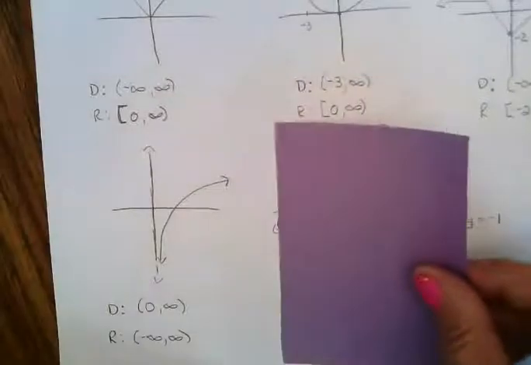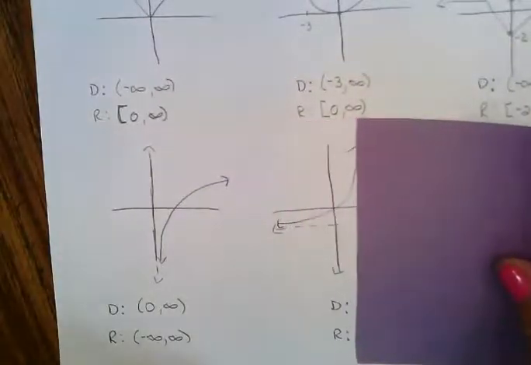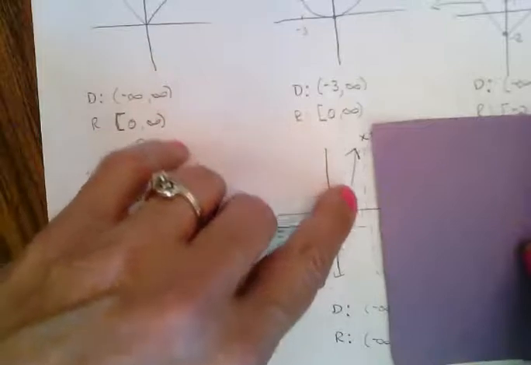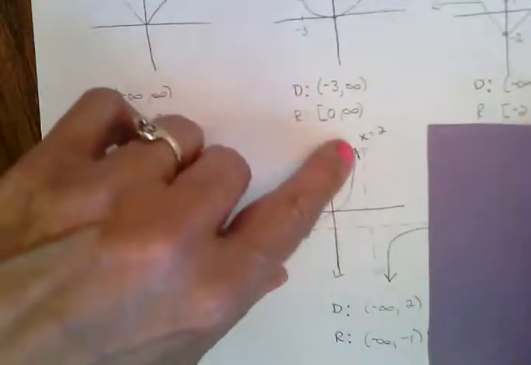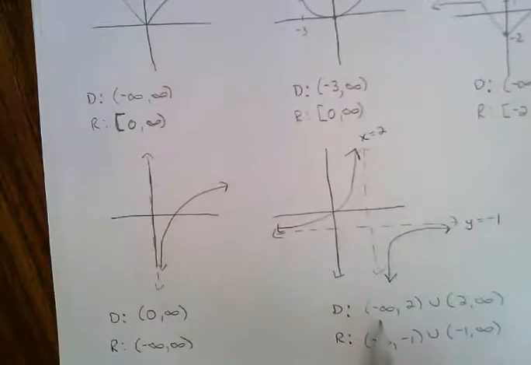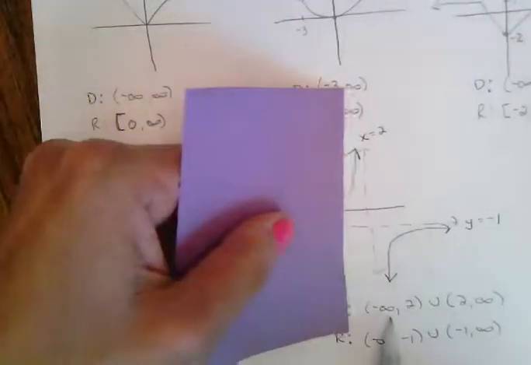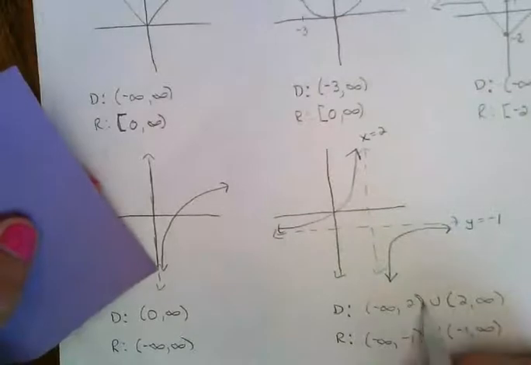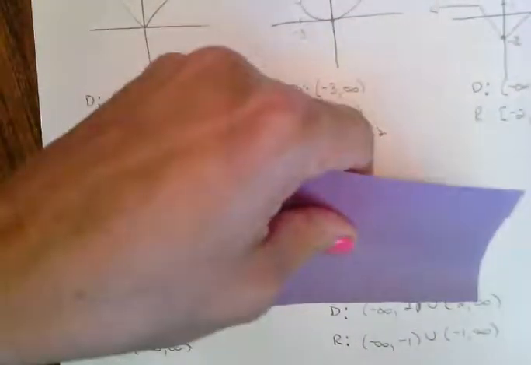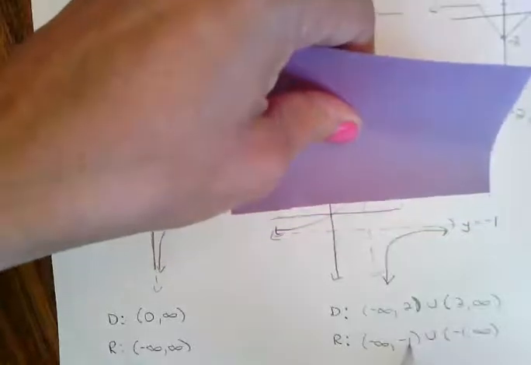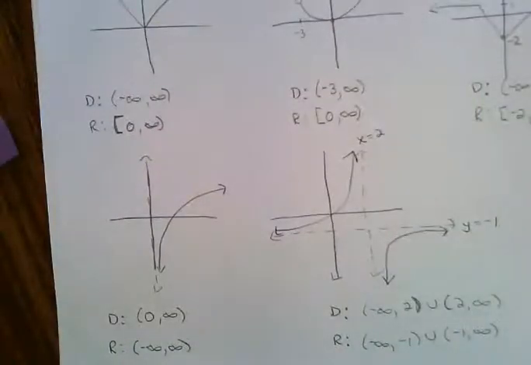With this one, left to right, negative infinity, all of a sudden you see there's a vertical asymptote at x equals 2, but then it continues on again. So the only place where it's undefined, where there is no x value, is at 2. So we say from negative infinity to 2 for this piece, and then from 2 to infinity for that piece. Notice neither of these include the 2. Same thing with the range. It goes from negative infinity to negative 1, but it doesn't include the negative 1, and then it goes from negative 1 to infinity. So that's domain and range.